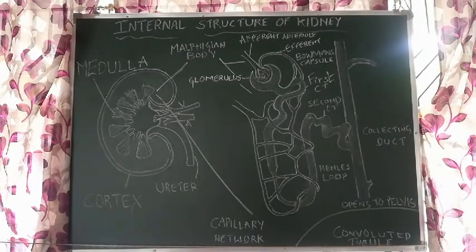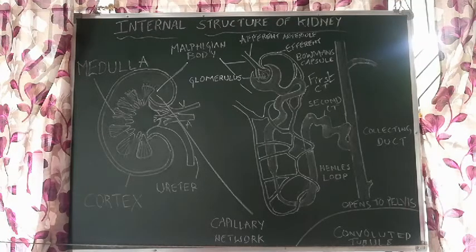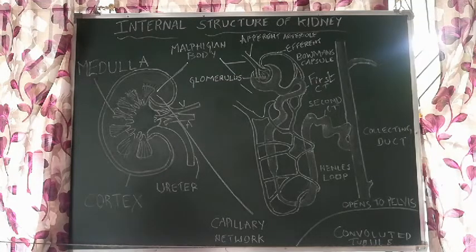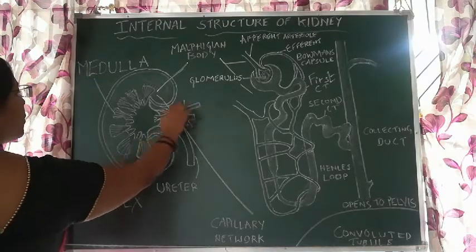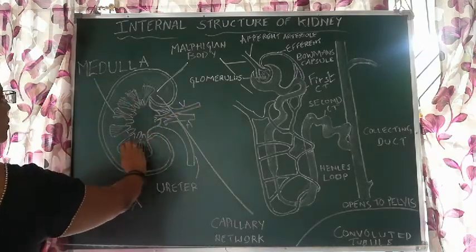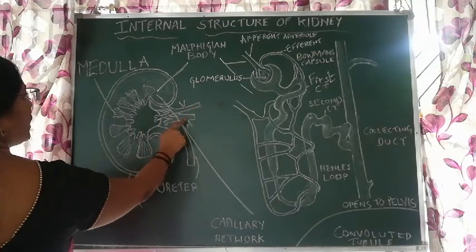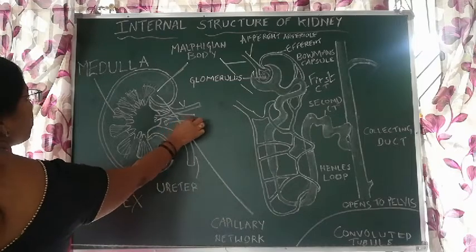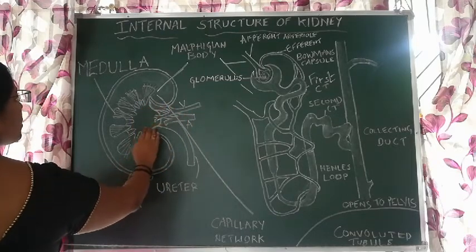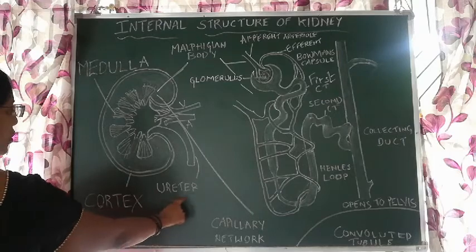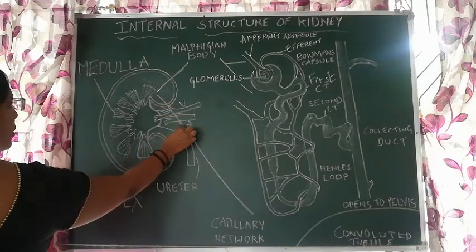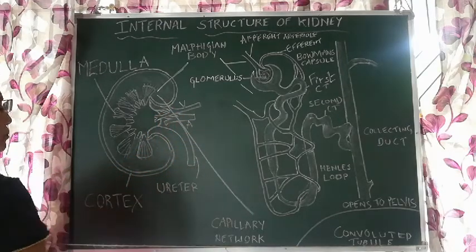Renal vein coming out of the kidney, taking the deoxygenated blood, and renal artery entering into the kidney, bringing oxygenated blood. Where are they? See here. This is the renal vein. It is collecting all the impure blood from the kidney and it is going out. Renal artery is bringing pure blood to supply the kidney. And also ureter, see, there is a tube coming out of the kidney called the ureter.